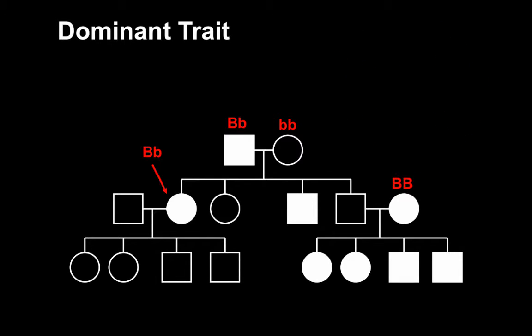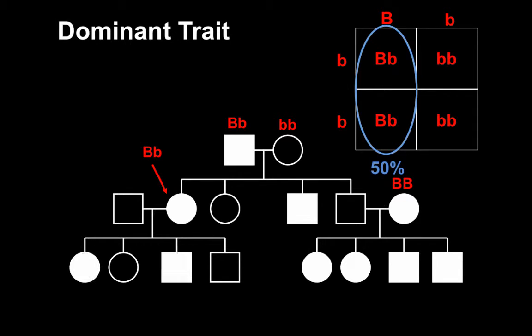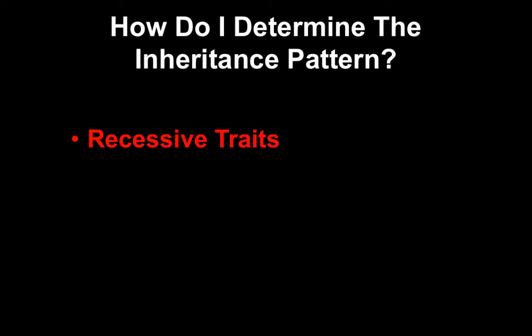So if you notice, they've all shown up in every generation. All right, remember this girl was a heterozygous individual. If she marries somebody who's homozygous recessive, we're going to get 50-50. So, again, it shows up in every generation, and we don't have any carriers. So if you don't see any carriers and you see it all over the place, dominant trait.